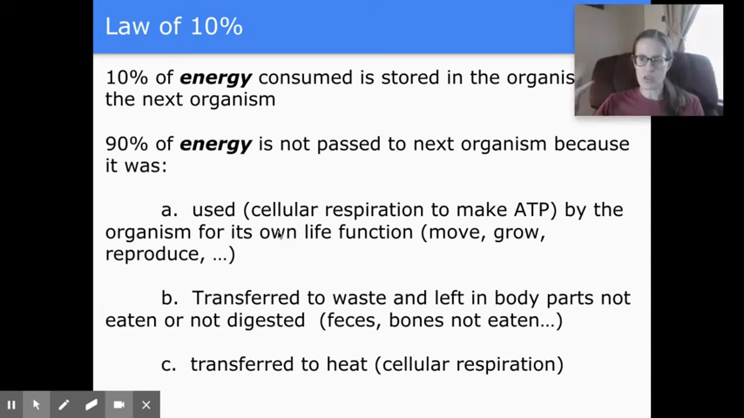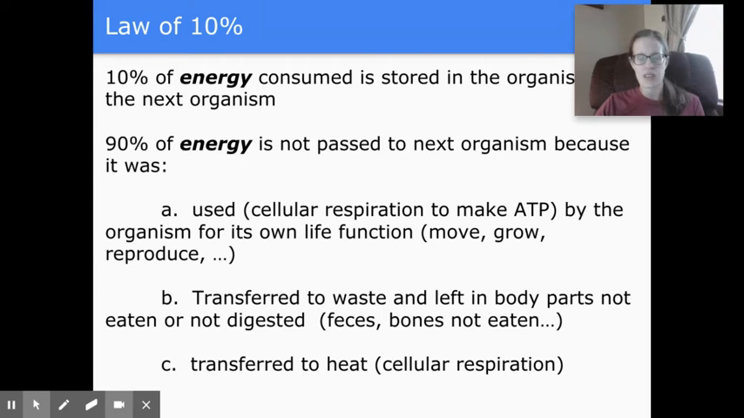That energy could get used up by the organism. So you use energy all the time for cellular respiration, to make ATP, to do all your life functions, move, grow, reproduce, just maintaining homeostasis uses energy. Some of that energy gets transferred to waste. So you can't absorb all the nutrients from everything you eat. Think about fiber. So some of that leaves your body in your poop.